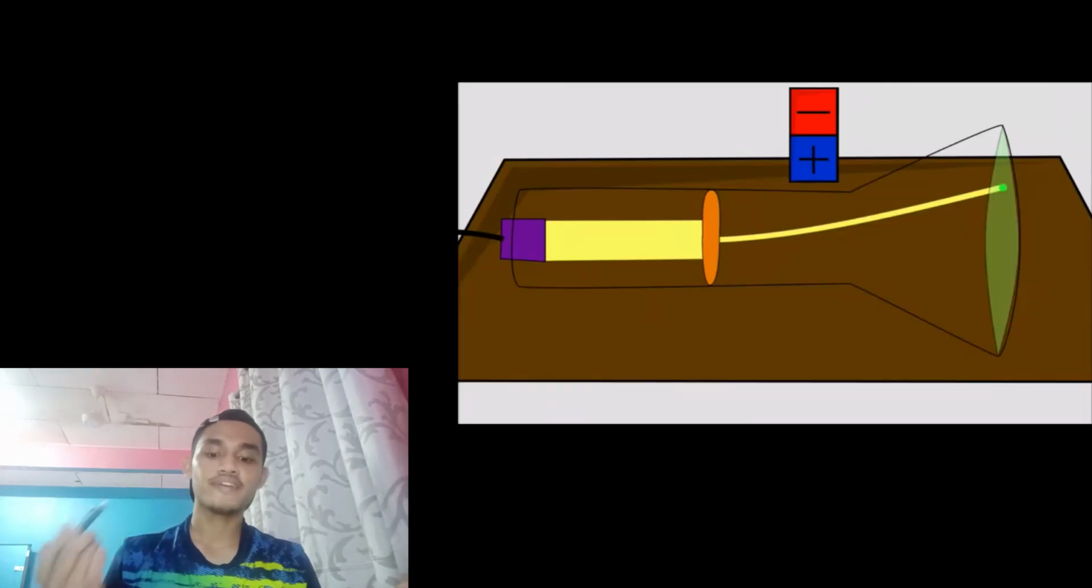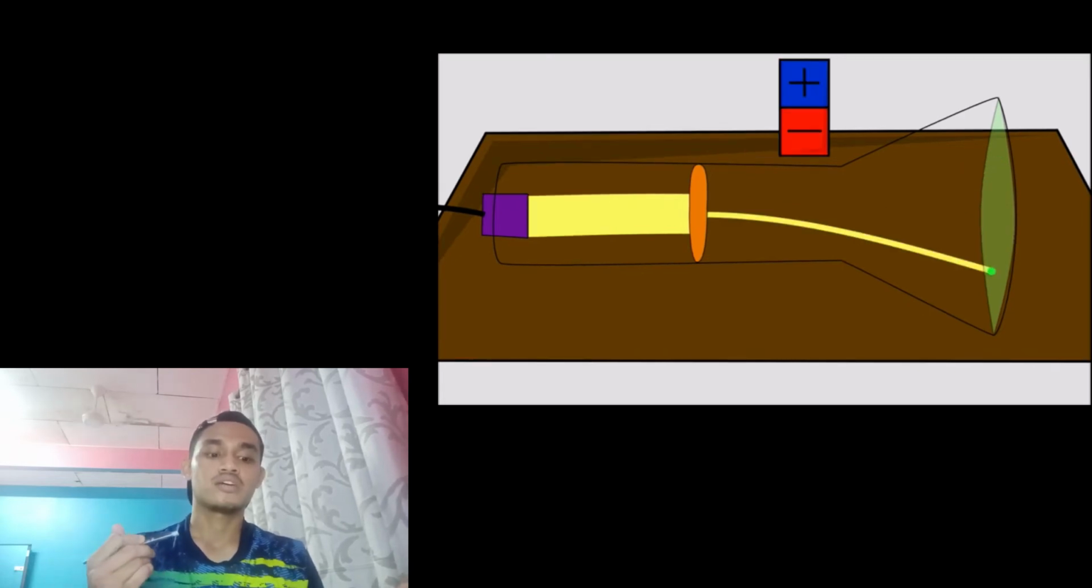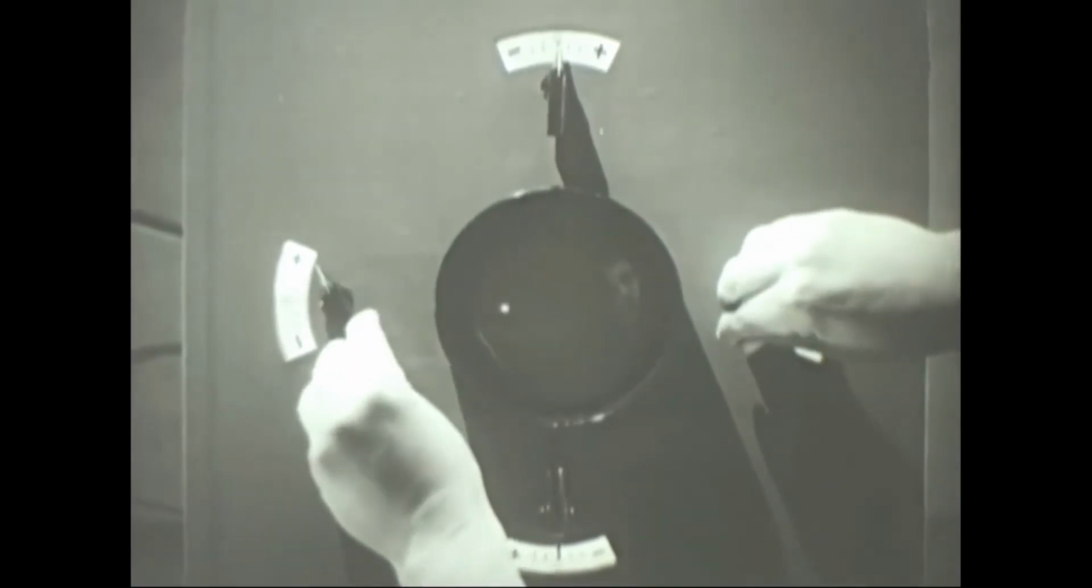Since the beam is negatively charged, it can be affected by magnets to bend the beam. If it is fast enough, the image will be displayed. So I have a little clip that can improve your knowledge about the oscilloscope. So enjoy.